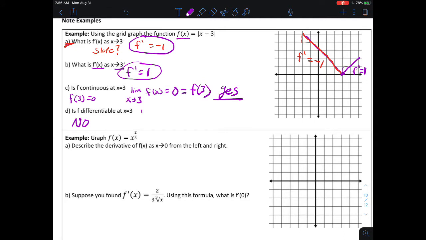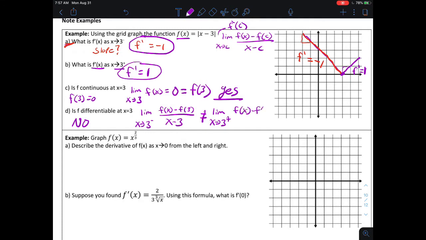And the way I could write that would be, because I'm going to use this limit here, the limit as x approaches c of f of x minus f of c over x minus c. That is one of our forms of the derivative, f prime of c. So the limit as x approaches 3 from the left of f of x minus f of 3 over x minus 3 does not equal the limit as x approaches 3 from the right for this slope limit.